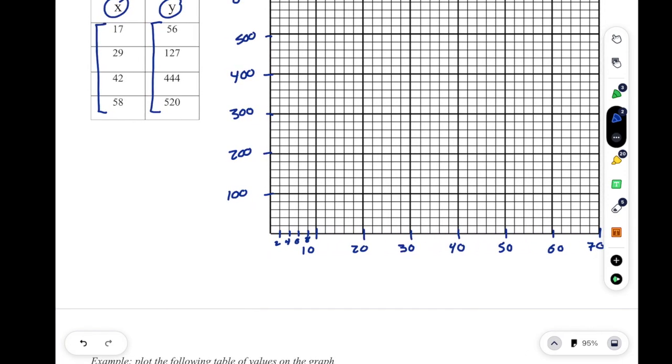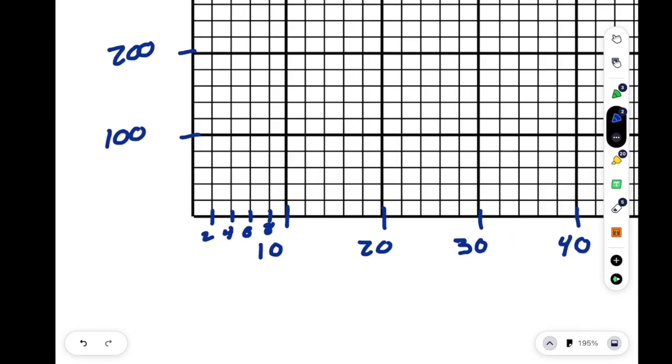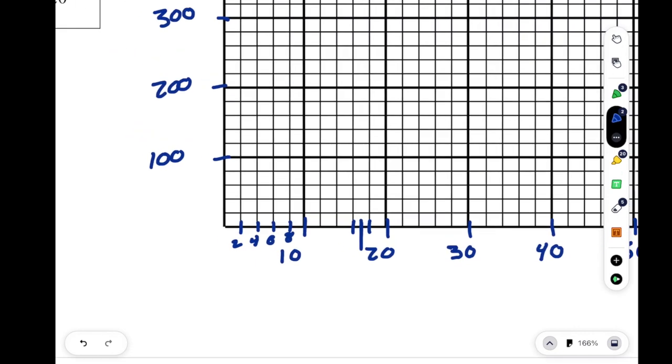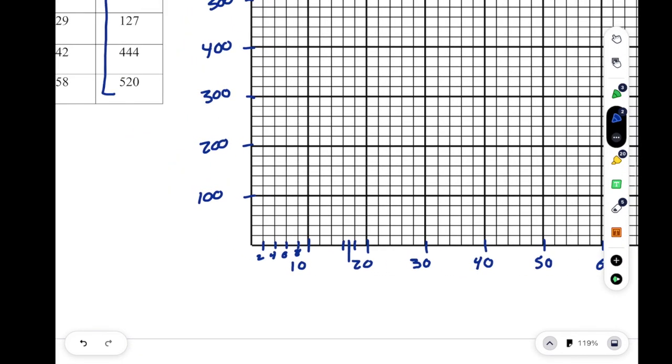So first I need to look at 17. Looking here, that's 20, that's 18, this is 16. That's my first point, about halfway between there. I like to put a little marker. 17 and 56. 56 is a bit trickier. This is 40 and this is 60. 56 is a little bit closer to that 60 line. So maybe out there will be my first point.